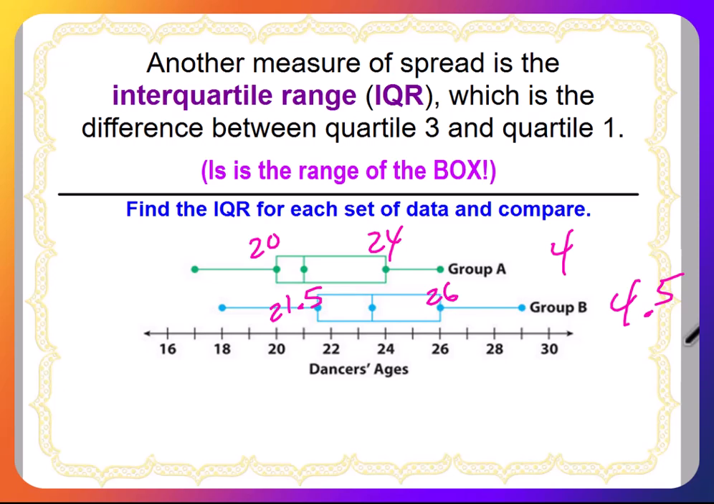This box represents the center part of the data. Okay, it represents the center. We know the minimum is over here at 17 or 18. We know the maximum is over here on the right side, but the box is the center part of the data. It's the middle 50% of the data.